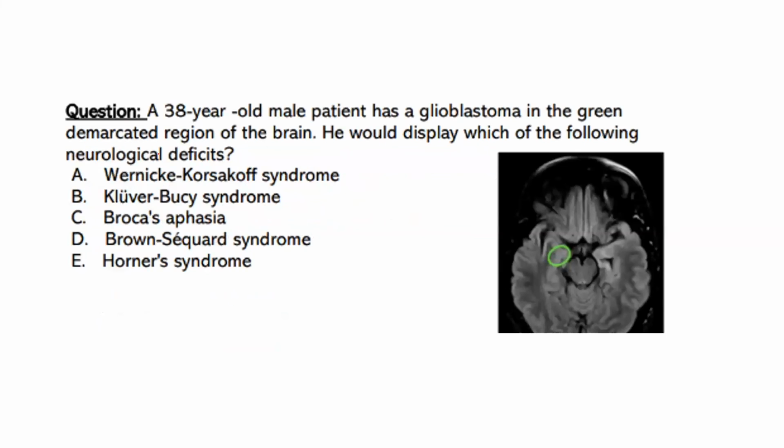A 35-year-old male patient has glioblastoma in this area of the brain. Which of the following deficits is he going to present with? This image here is pointing to the area of the amygdala, right? And so the answer is going to be Kluver-Bucy syndrome, which is what happens when you have damage to the amygdala.